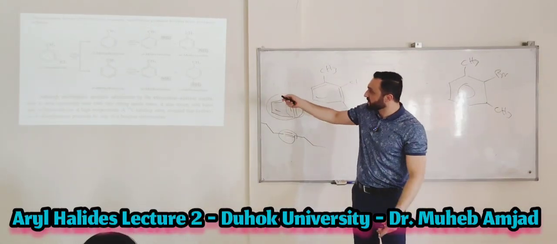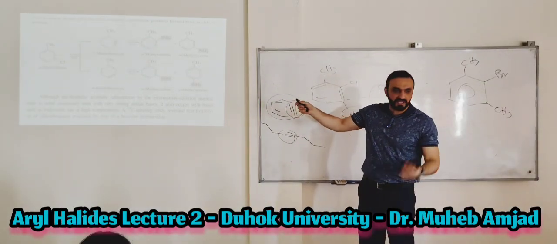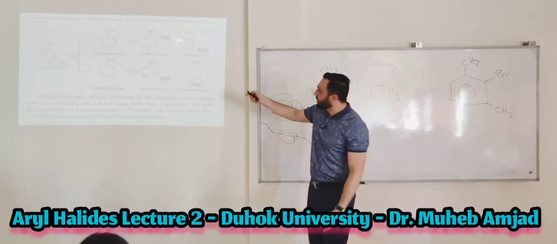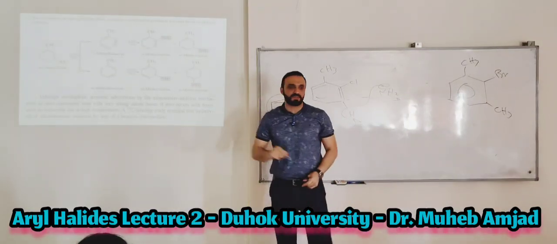We have 3 isomers: the ortho substituent, the meta substituent, or the para substituent.